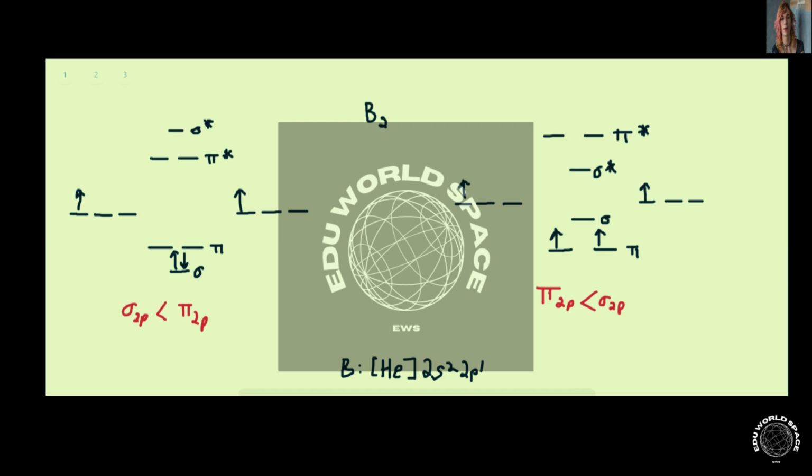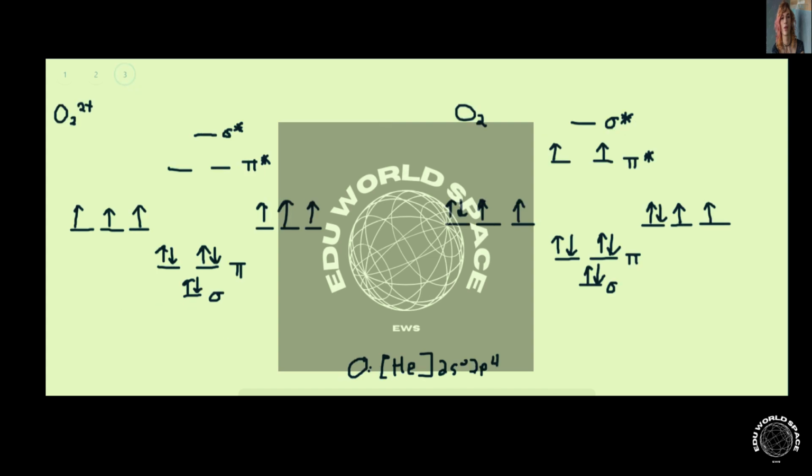Now, conversely, if pi 2p was lower than sigma 2p, you would have both your electrons go into your pi orbitals. And because your pi orbitals are degenerate, one electron will go in one orbital and one electron will go in the other. That will give you two unpaired electrons. So if you have two unpaired electrons, that means your sample is paramagnetic. So this is the evidence for B2 being paramagnetic, and pi 2p is lower in energy than sigma 2p.